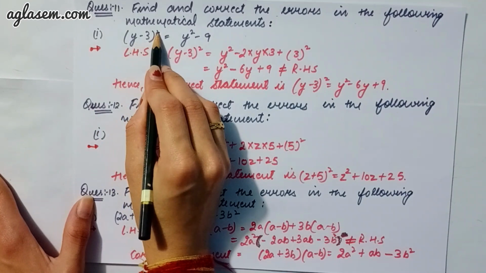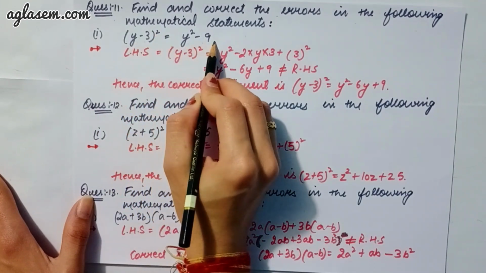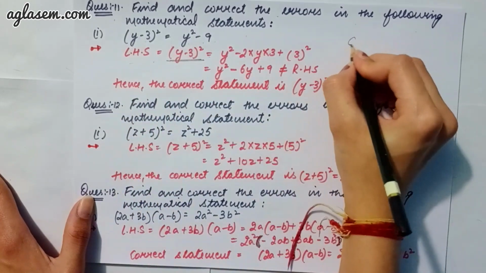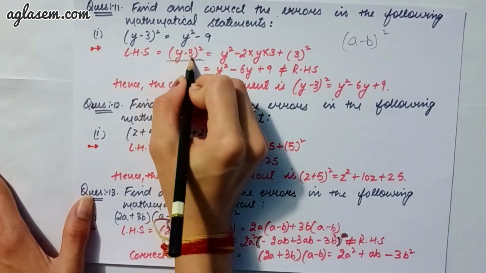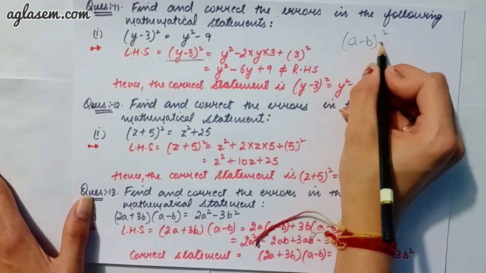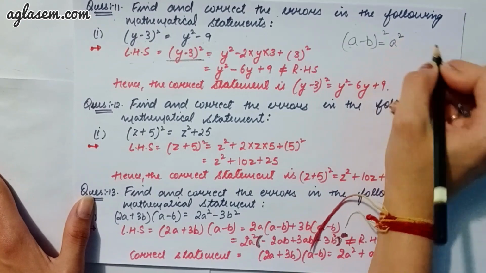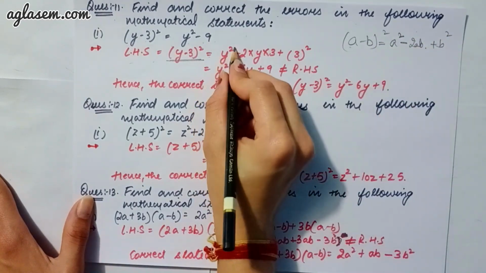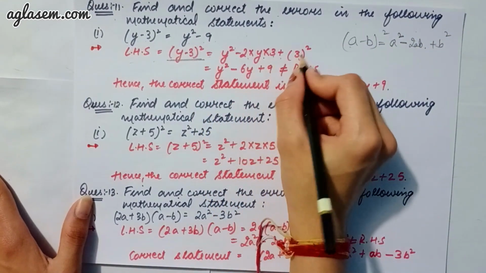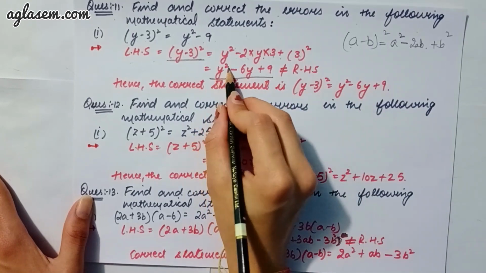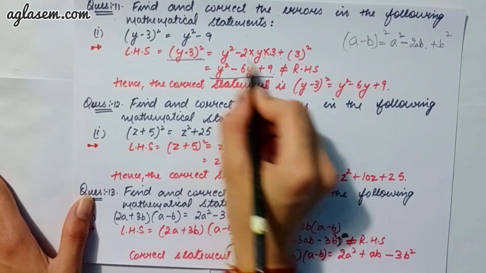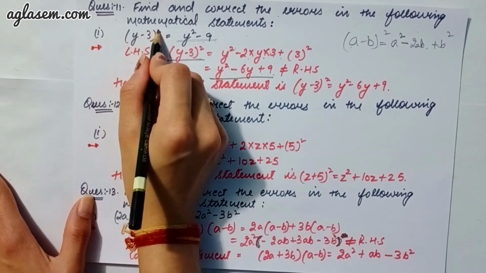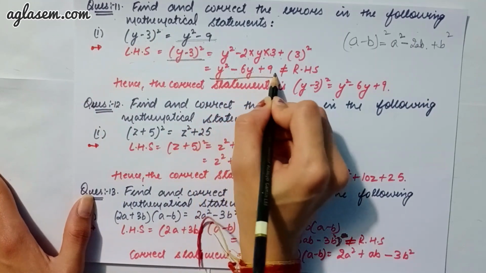Moving to our 11th question, which says find and correct the errors in the following mathematical statement. (y - 3)² = y² - 9. Taking LHS, that is (y - 3)², solving this again using the formula for (a - b)². A is y, b is 3, and minus is here. So (a - b)² gives the formula a² + b² - 2ab. So y² - 2 into y into 3 + 3² gives y² - 6y + 9, which is not equal to RHS. So the correct statement is (y - 3)² = y² - 6y + 9.